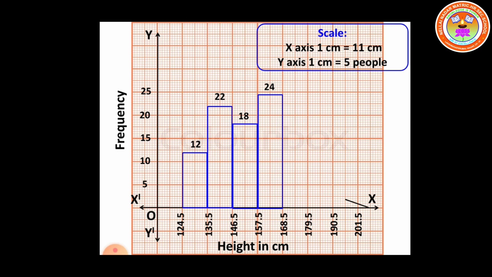Next class interval 168.5 to 179.5 has the frequency 15. So of height 15, you have to draw the rectangle and write the frequency as 15. Next class interval 179.5 to 190.5 has the frequency 7. So of height 7, draw the rectangle and write the frequency as 7. Next class interval 190.5 to 201.5 has the frequency 2. So of height 2, you have to draw the rectangle and write the frequency as 2.